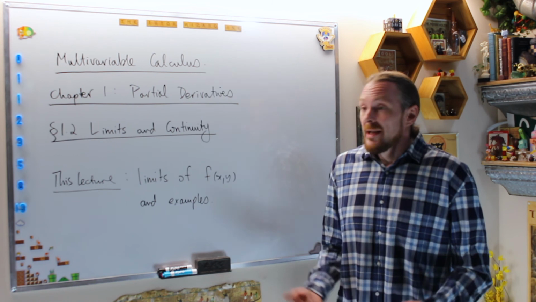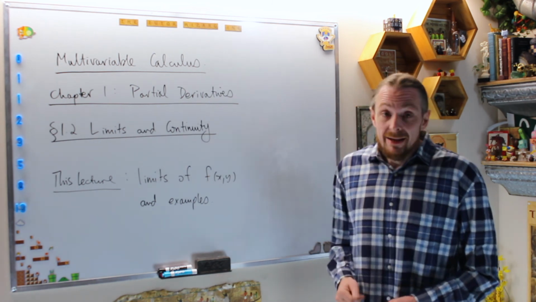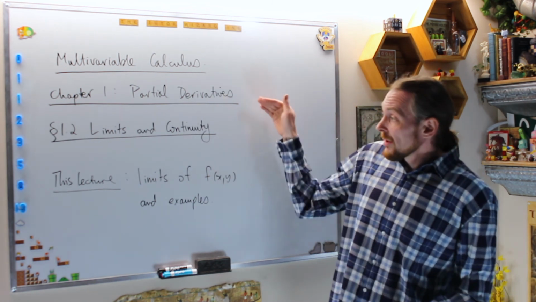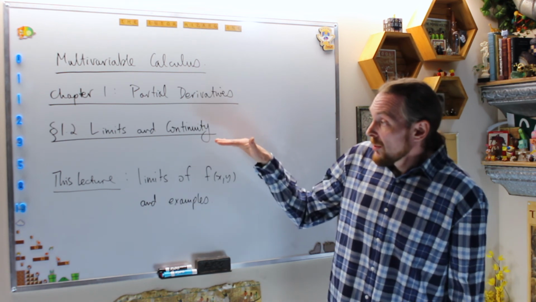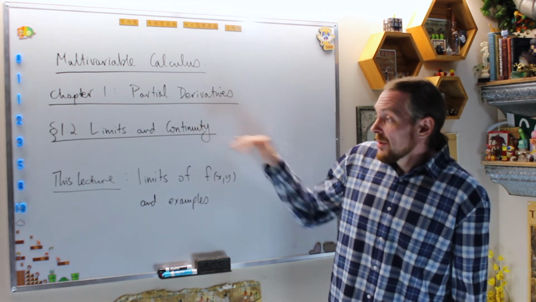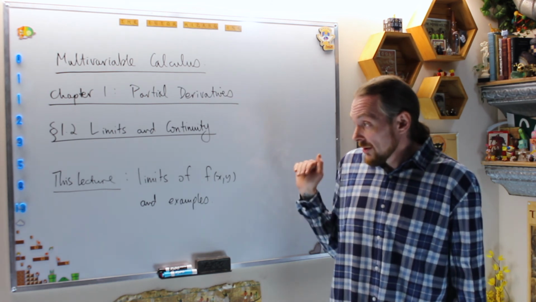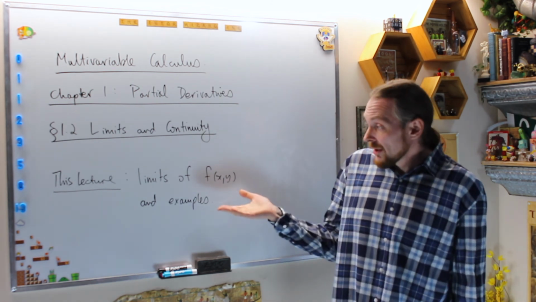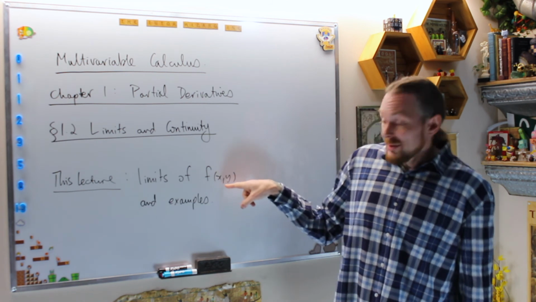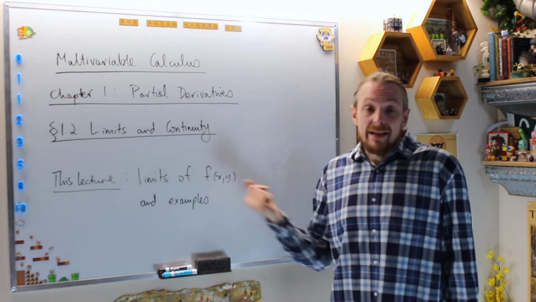What we're doing is video 5 in multivariable calculus. We're in chapter 1, partial derivatives. We're doing section 1.2 now, which is limits and continuity, and this will be the first video in section 1.2, limits and continuity. This lecture, what are we going to do? We're going to do limits of functions of two variables, x and y, and some examples.